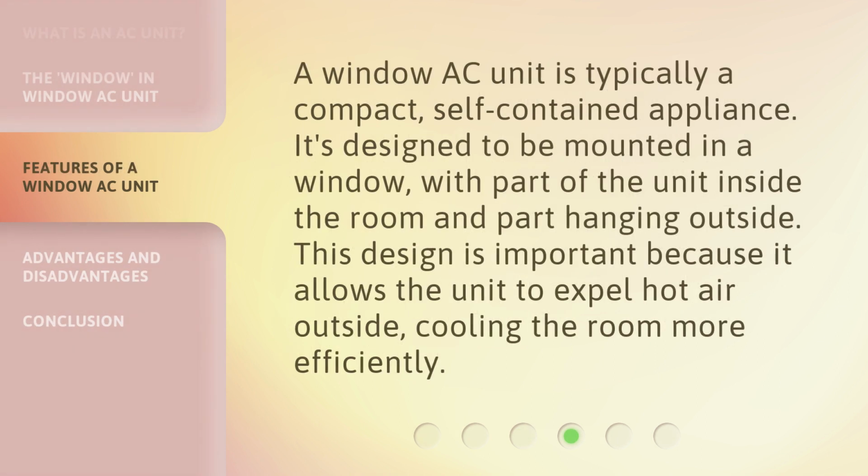A window AC unit is typically a compact, self-contained appliance. It's designed to be mounted in a window, with part of the unit inside the room and part hanging outside. This design is important because it allows the unit to expel hot air outside, cooling the room more efficiently.